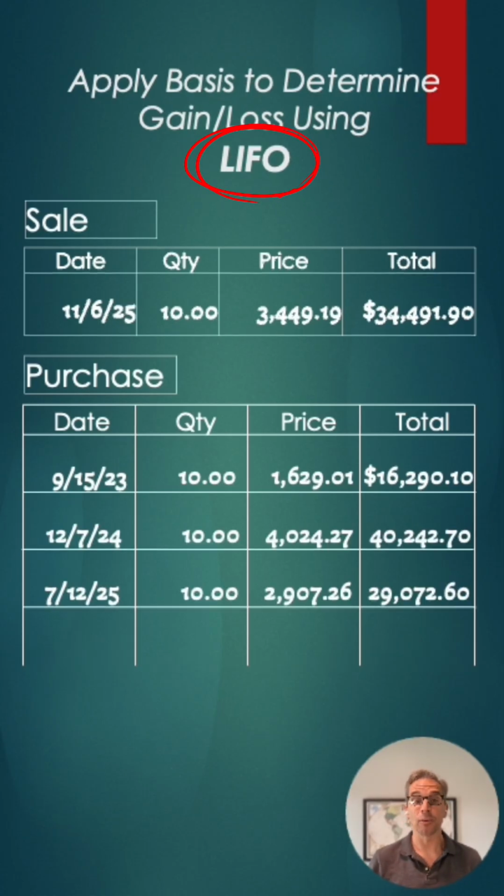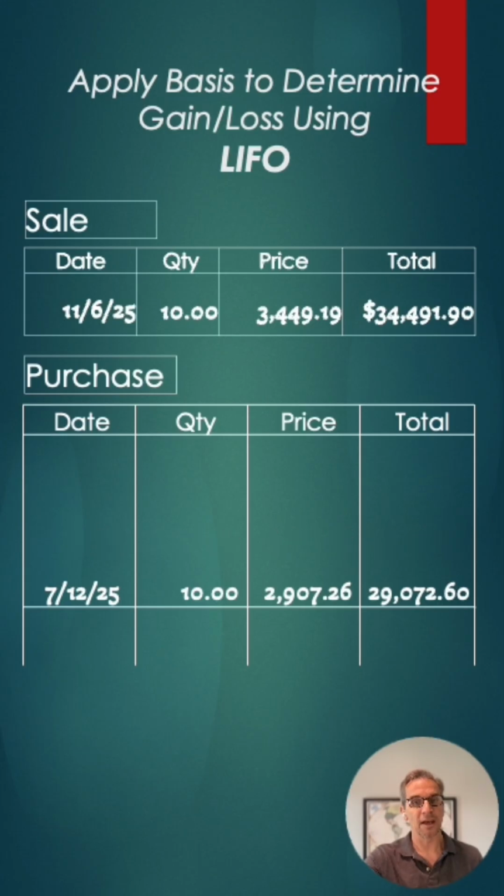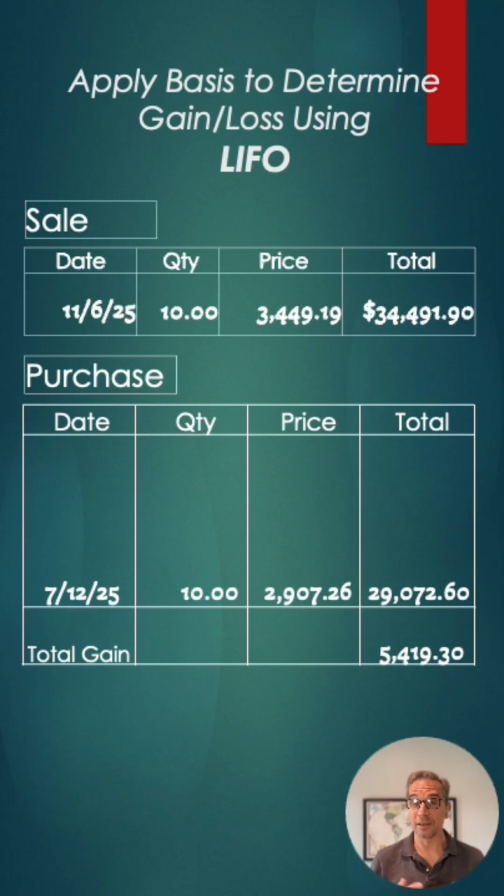So let's go to LIFO now. LIFO is last in, first out. Now remember, we're also talking about the dates here. We're not talking about anything else. So what is the last purchase that we did? That would be the July of 2025 purchase. So we don't need the previous purchases. We can just get rid of those. And so we're going to apply $29,000 of basis against $34,000 of proceeds, giving us a gain of $5,400. Now you can see there's a vast difference between the actual gain determined as FIFO, which is much different than what we determined using the LIFO methodology.